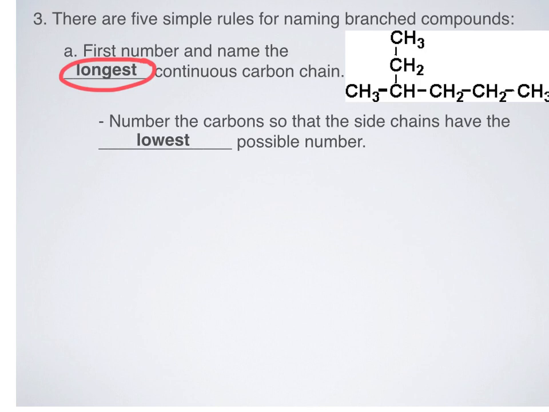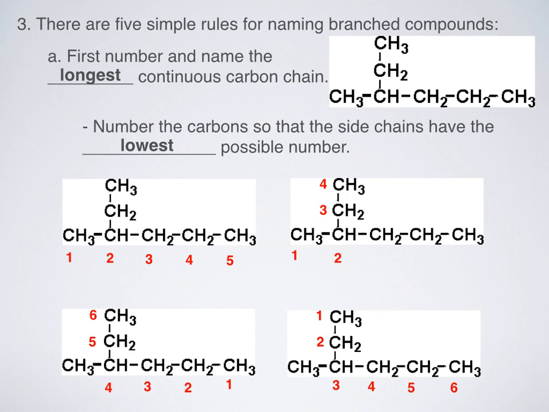Now, a sub-rule of the first one is that I also want to number the carbons so that my side chains have the lowest number possible. So let's take a look at those pictures in your notes and see if we can figure out which naming scheme is correct. We want to make sure that we have the longest continuous chain and also that the side chain, so the branches basically, have the lowest possible number.